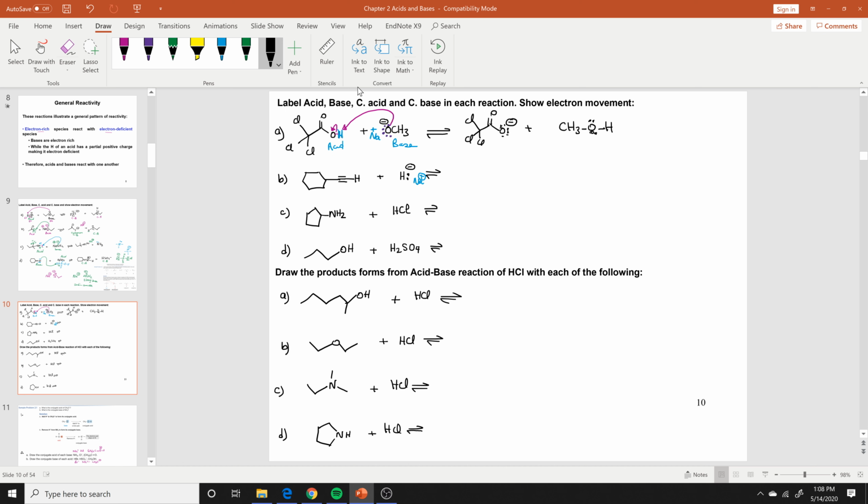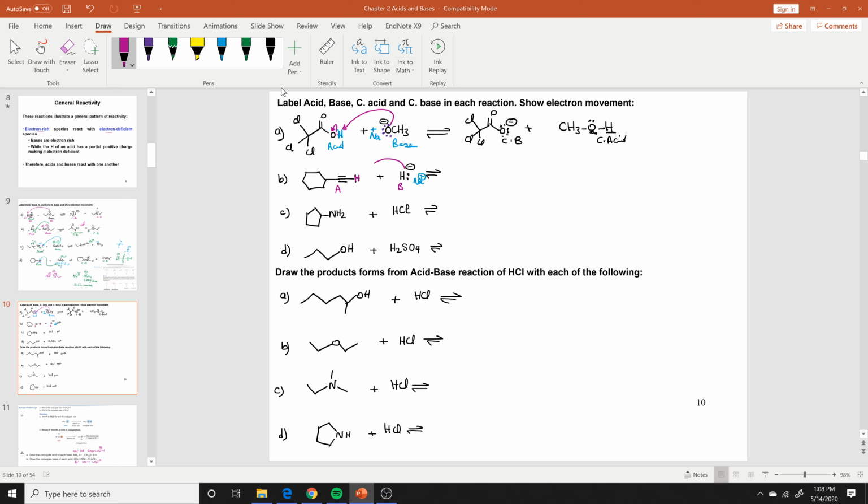This is negative, so this is going to be my conjugate base. This is going to be my acid, my conjugate acid, and this is my conjugate acidic hydrogen. This is another example, part B. Okay, this is my base. B stands for the base, A stands for the acid. So this is going to be my acidic hydrogen over there.